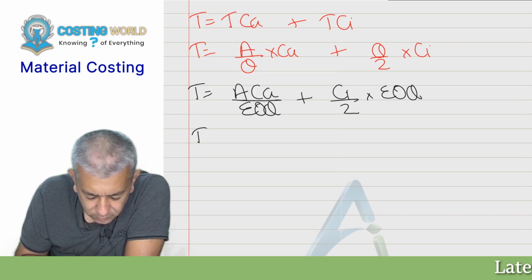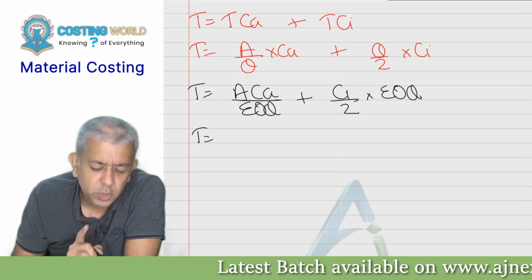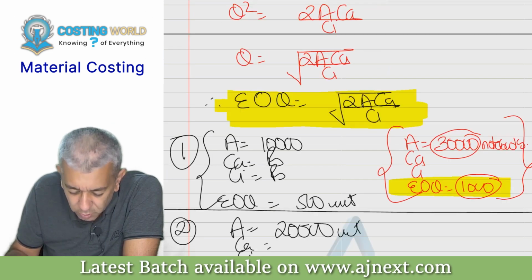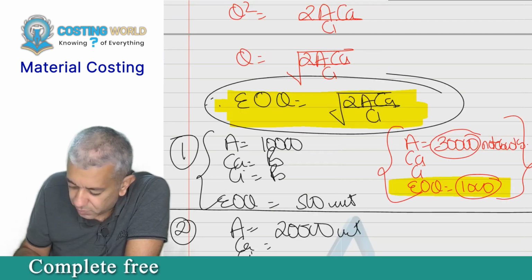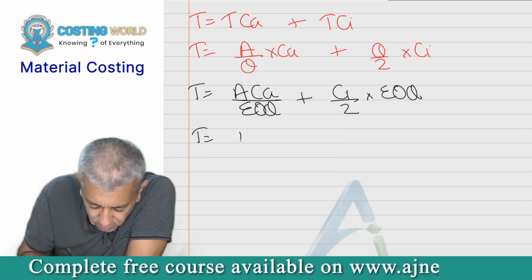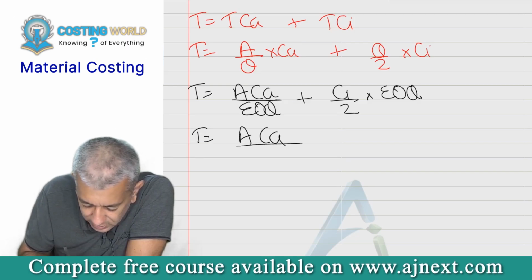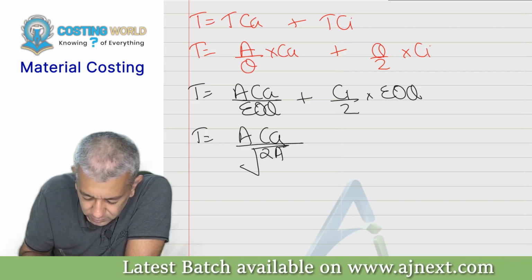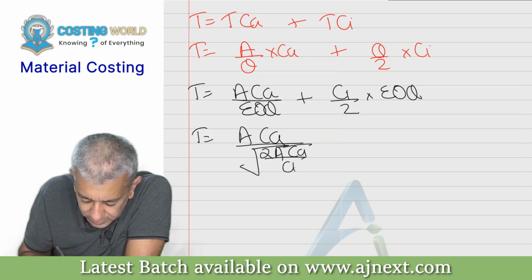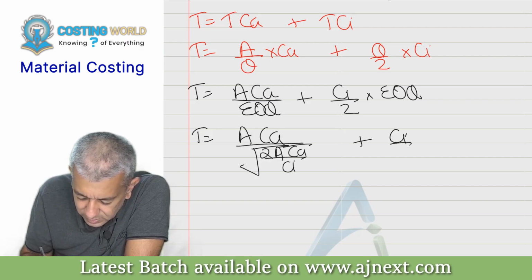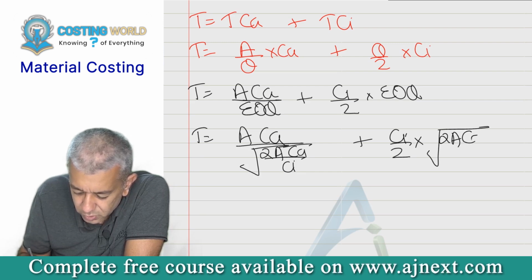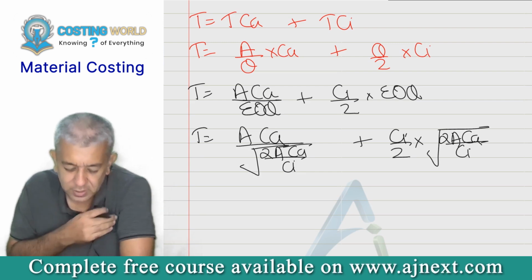Now, can you say instead of EOQ, we should write the formula for EOQ? Today we did that, that is the first job. EOQ's formula we have written over here, boss. So therefore, CA divided by the square root of 2A CA divided by CI plus CI upon 2 into the square root of 2A CA upon CI.